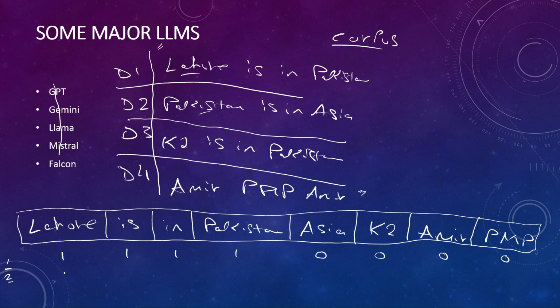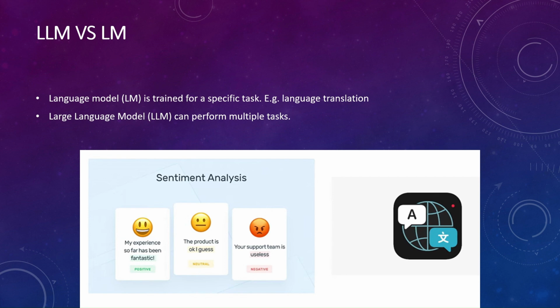No, we don't have Lahore. "Is" in, yes, we have one time. And then Pakistan, yes, we have Pakistan one time. Then we have Asia, yes, we have Asia one time, and all others are zero. That is in D2.